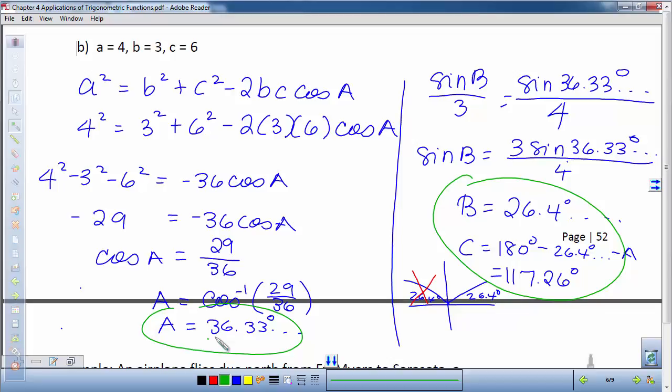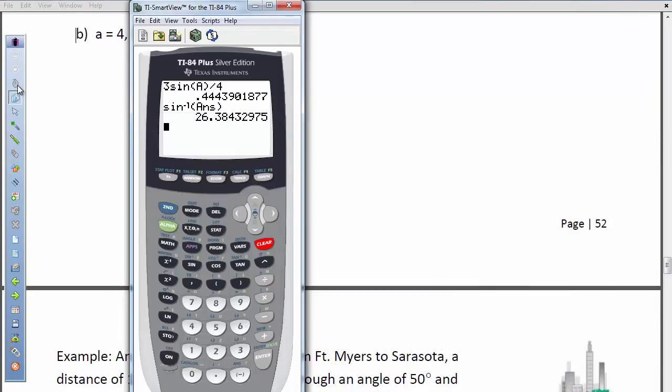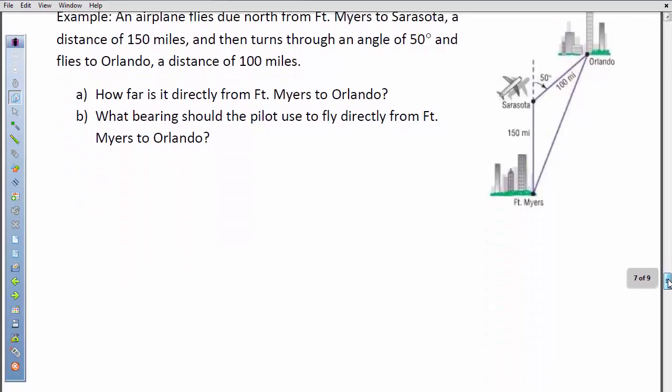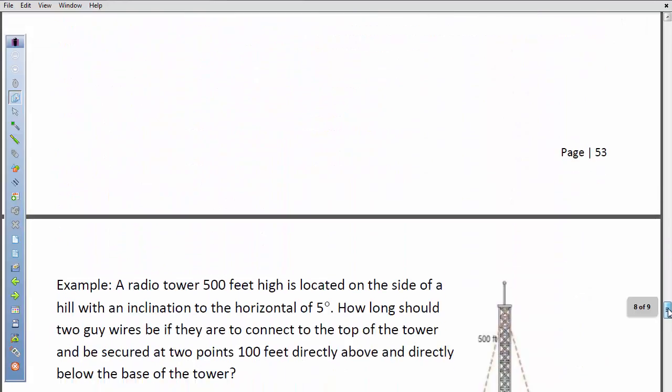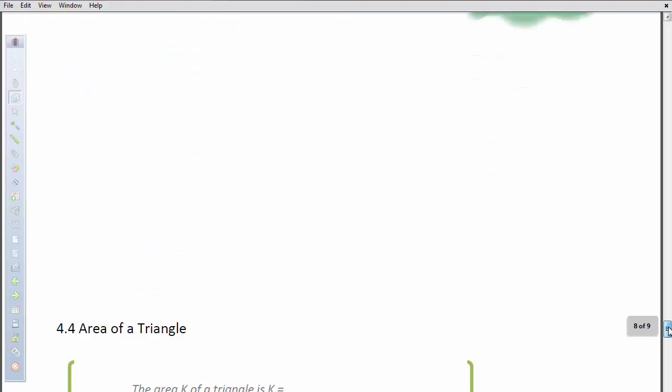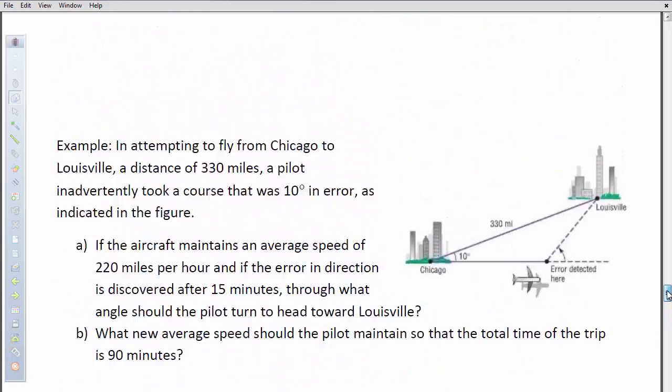Okay, very good. All right. So just a few little word problems and that's going to be it. Ooh, 3 word problems. Yeah, we already did the area of a triangle, right? Okay.